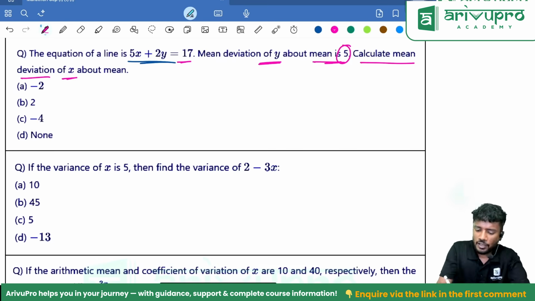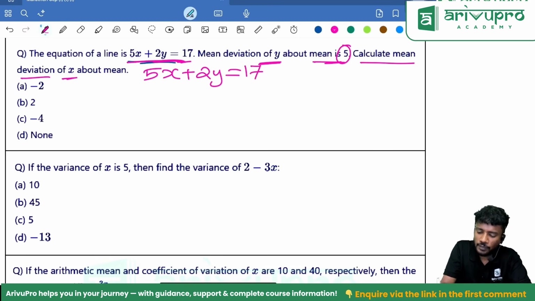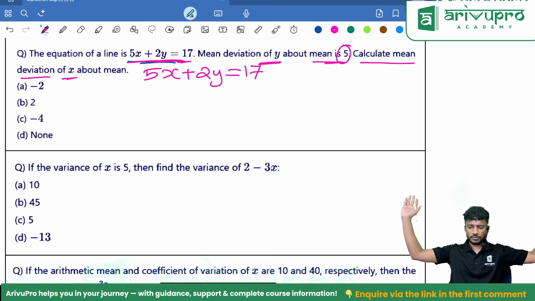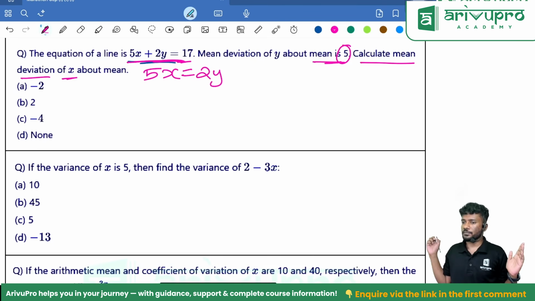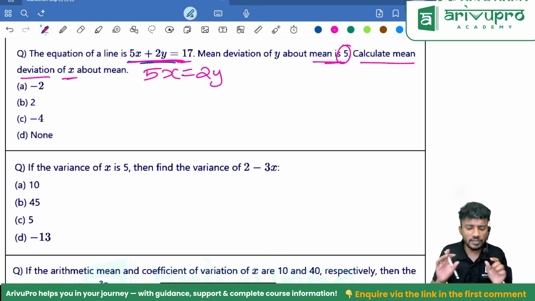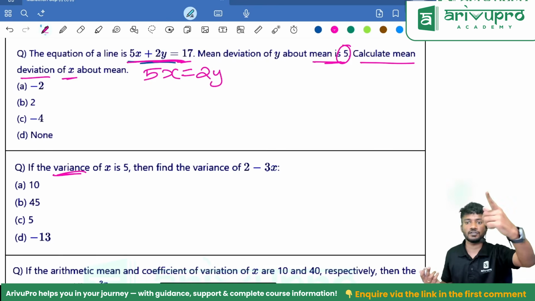The method is, whenever the equation is given, for example, here 5x plus 2y is equal to 17, we will ignore all the constants. Ignore 17. We will not keep any plus or minus sign either. We will just write 5x is equal to 2y. Whatever the equation, we just write the x and y terms with their coefficients as equal. That is the method. But variance will change, because we cannot find variance directly using this method. We should find standard deviation, then only we can find variance.